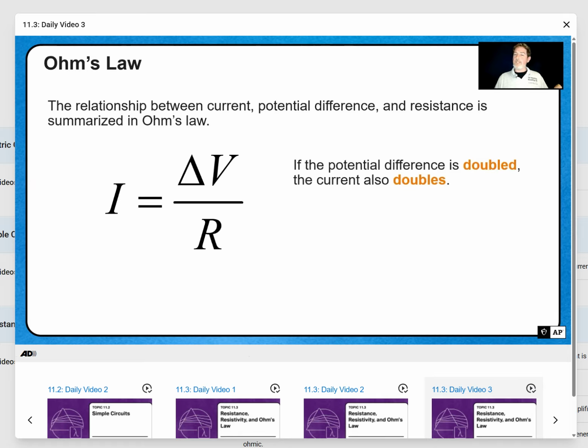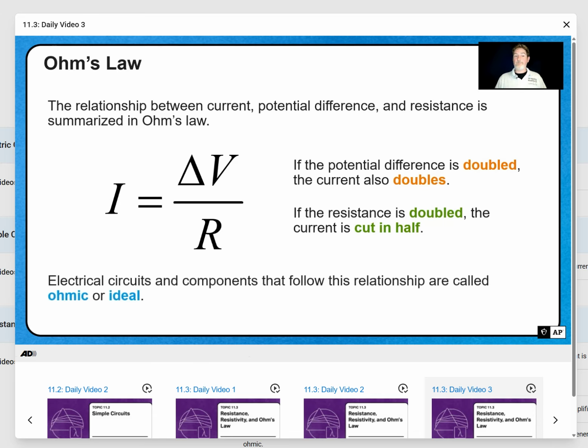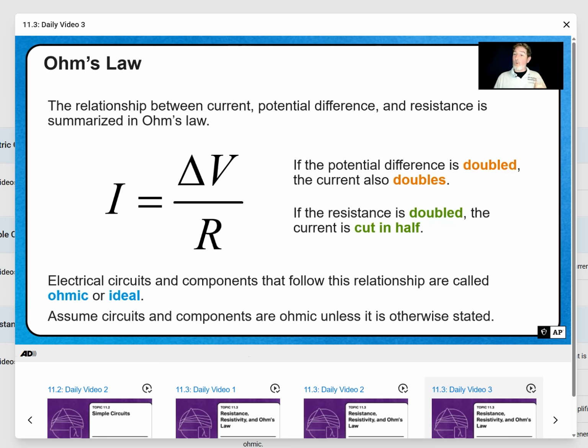From here, though, we can see that as the potential difference increases, if it were doubled, the current would also double. And if we double the resistance, that 2 is tucked in the denominator, so we're dividing by 2. So we would cut that current in half. Electric circuits and components like resistors that follow this relationship are called either ohmic or ideal. So if they follow Ohm's law, it's called an ohmic circuit. Don't get all tied up if you hear that word in a sentence. They're just saying, hey, this circuit follows Ohm's law. And you can always assume that circuits and components are ohmic unless they state otherwise.